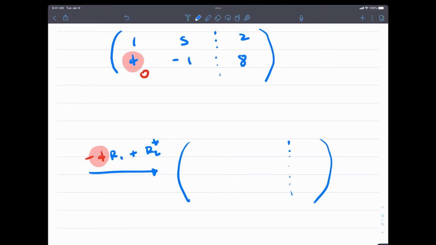Let's do the arithmetic. You guys ready? -4 times 1, and you add it to 4. What's that going to be? There you go. Isn't that the whole idea, to get 0 in that corner? Yes. But we have to do the other arithmetic. Negative 4 times 5, add it with a negative 1 here, right? So isn't that negative 20 minus 1 is negative 21? And then negative 4 times 2, add it with 8.